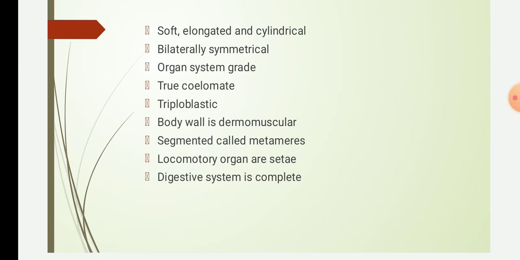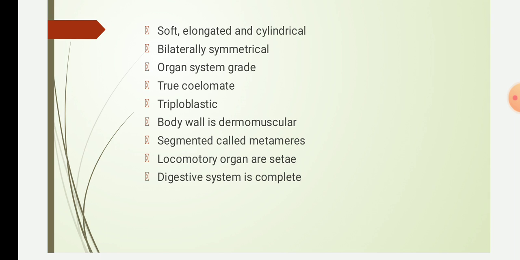For example, the digestive system, then formation of the gut and the digestive glands. This is an example of organ system, and it is not seen in Platyhelminthes, but Aschelminthes shows this organ system grade of organization. Platyhelminthes shows the organ grade of organization. Sorry, my mistake.